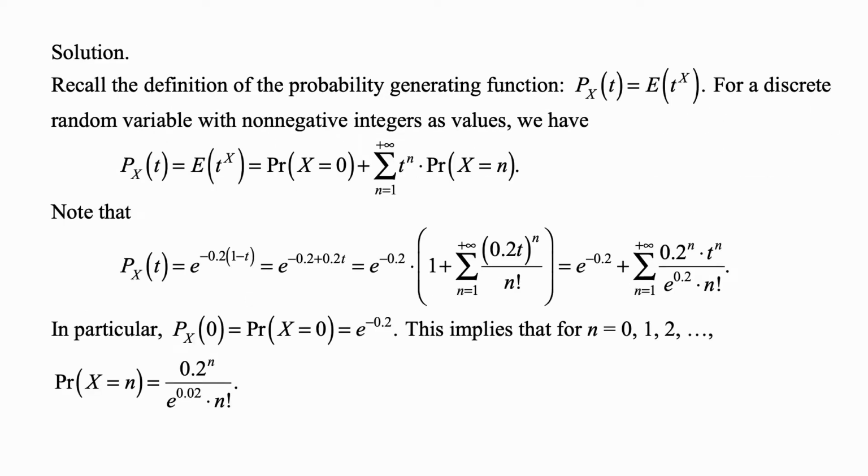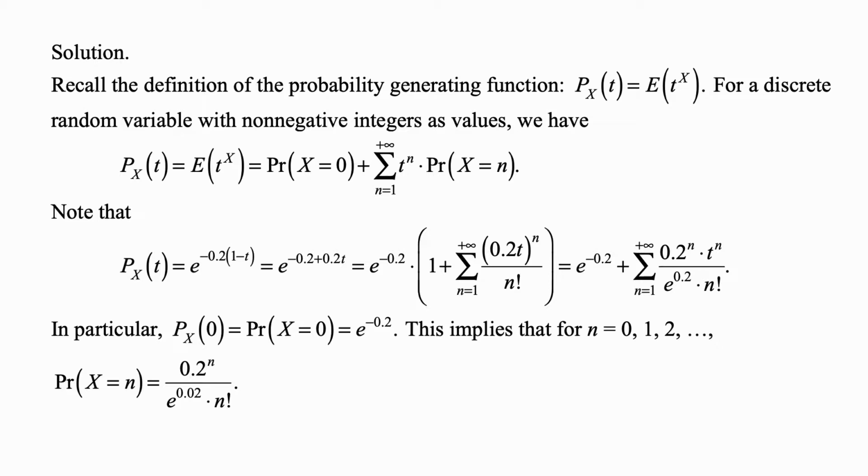And here's the solution. So remember that the definition of a probability generating function P_X(t) is the expected value of t to the X. For a discrete random variable with non-negative integers as values, this specifically means that it's the probability that X is 0 plus the sum from n equal 1 to plus infinity of t to the nth times the probability that X is n.